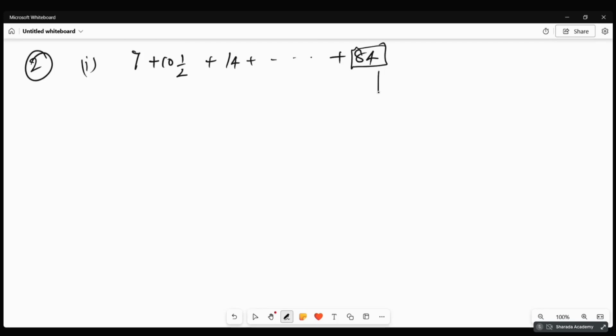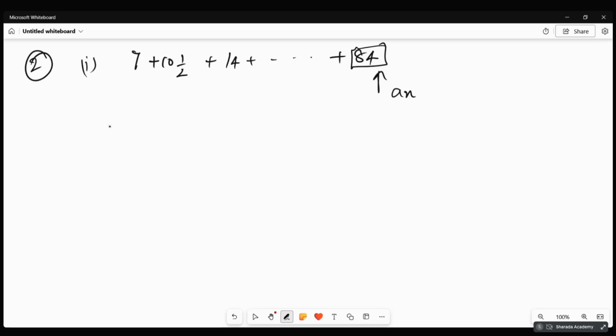Now, second main, first question. Find the sum of the given below. First one, 7 plus 10 1 by 2 plus 14 plus, until 84 you should add. This is the given thing. Here they have not given the n, the number of terms, correct? But the last term will be the an here.